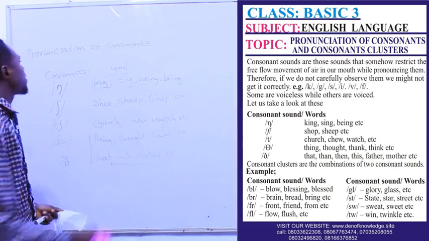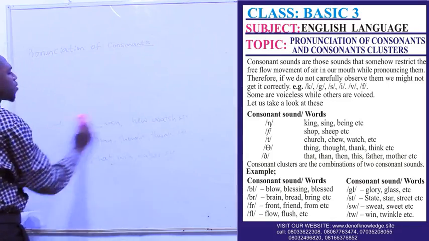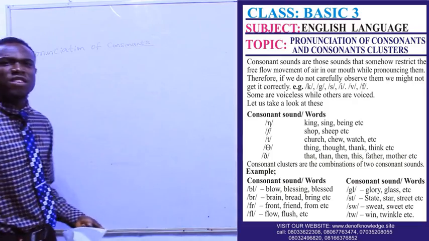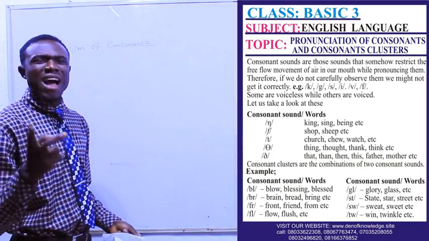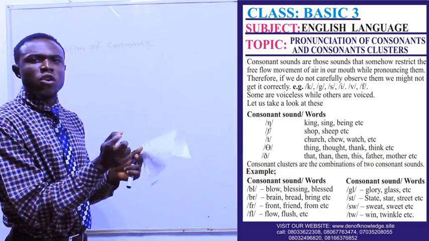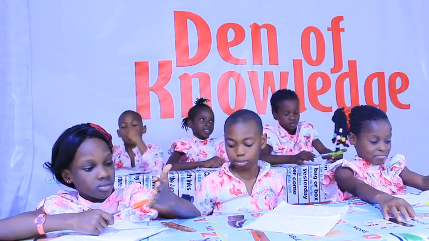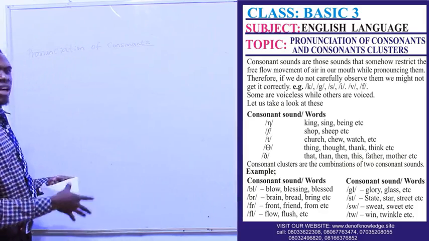Now let's quickly look at, I told you we'll also be talking about consonant clusters. What do you mean by consonant clusters? Consonant clusters is the use of two consonant sounds at a time. When you join two consonant sounds, since one can be difficult to pronounce, what happens when there are two? We are going to see how to pronounce them once there are two.